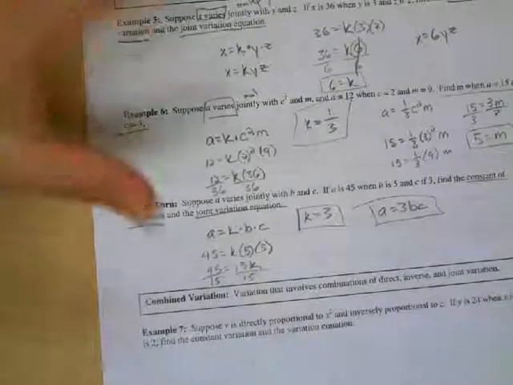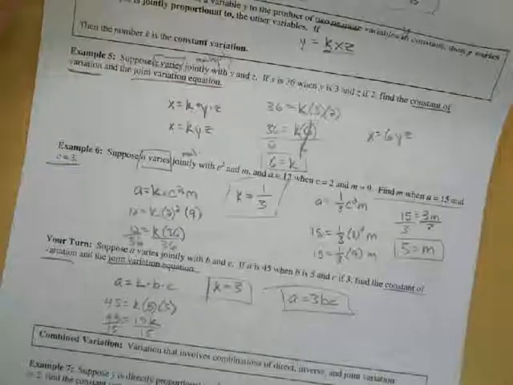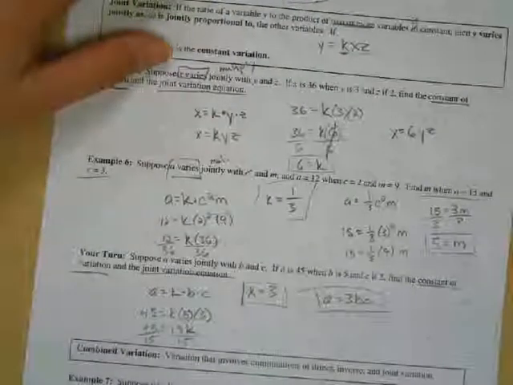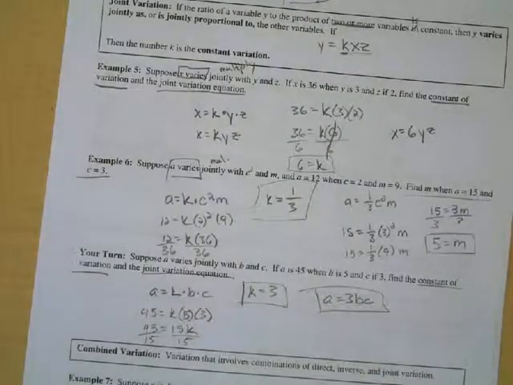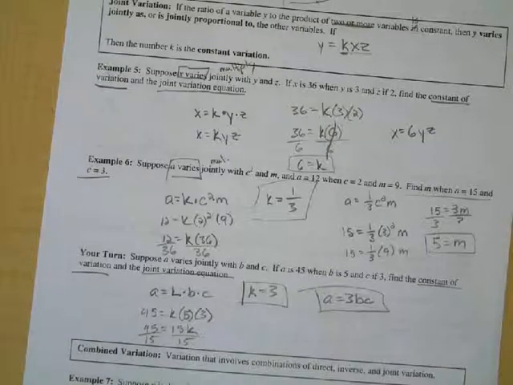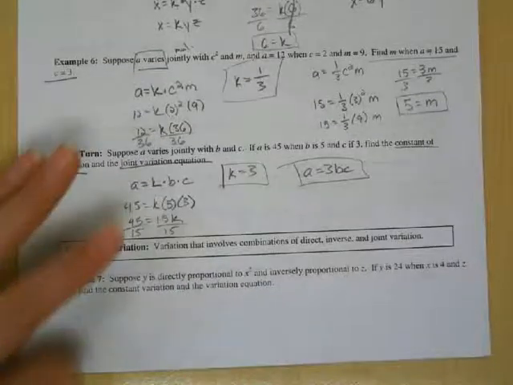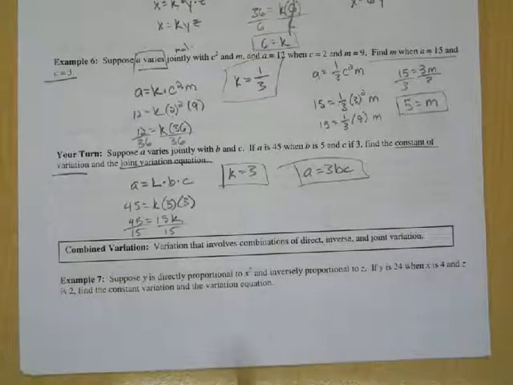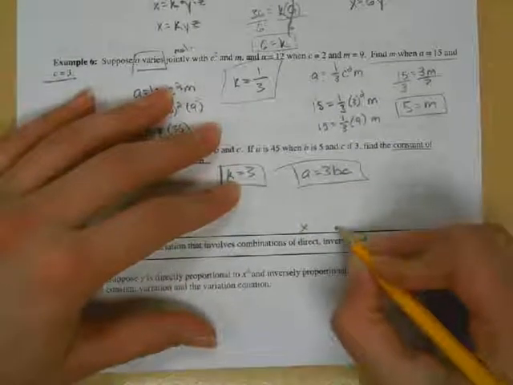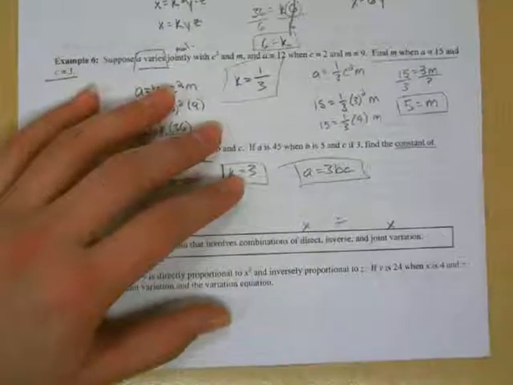That's joint variation equations. Now we've got to look at combined variation equations. When you're talking about combined variation equations, what you're looking at is just a combination, obviously the word combined. You're looking at a combination of all of these things. Variation that involves combinations of direct, inverse, and joint. So that's the only three kinds we have. Direct is multiply, inverse is divide, joint is also multiply, but multiplying more than one.